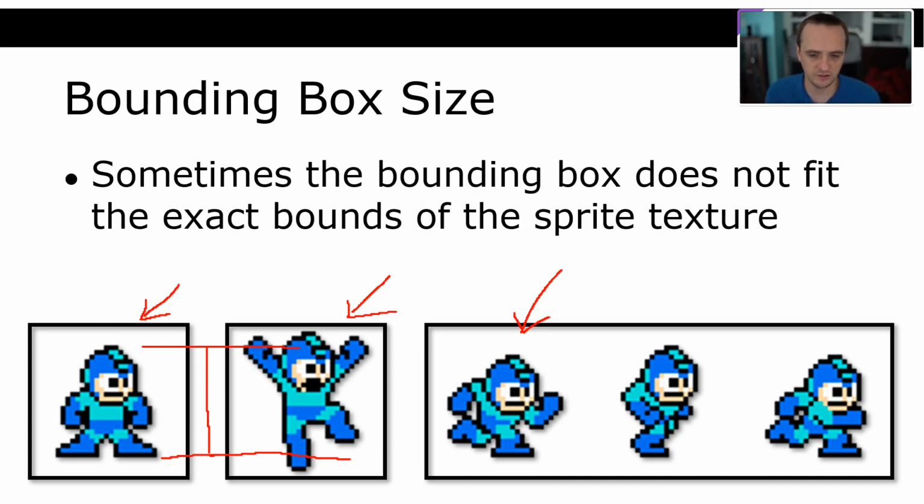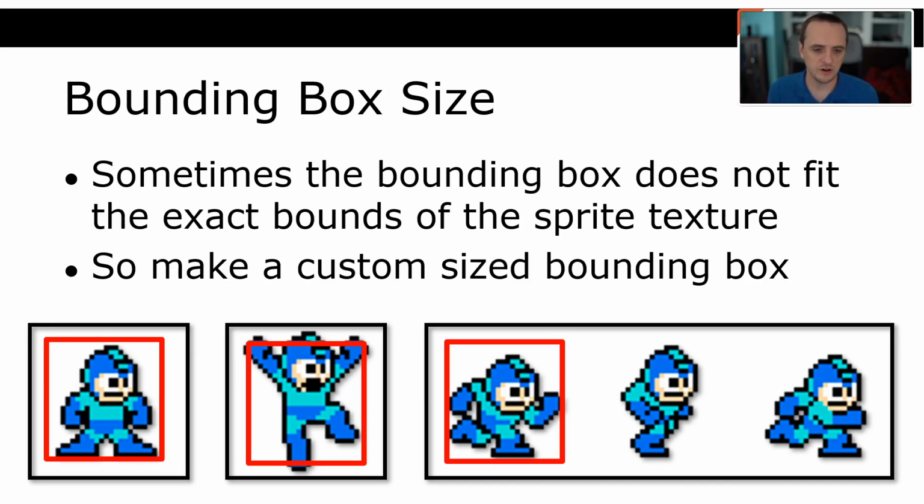And so in this case, we have an example where the size of the texture should not be the size of the bounding box. And the reason for that is we don't want bullets that pass through like right here to be considered colliding with Mega Man. So what we usually want to do is take a little bit of a smaller collision bounding box for the entity rather than the larger bounding box. So here, for example, we can make a custom-sized bounding box which is different than the texture size.